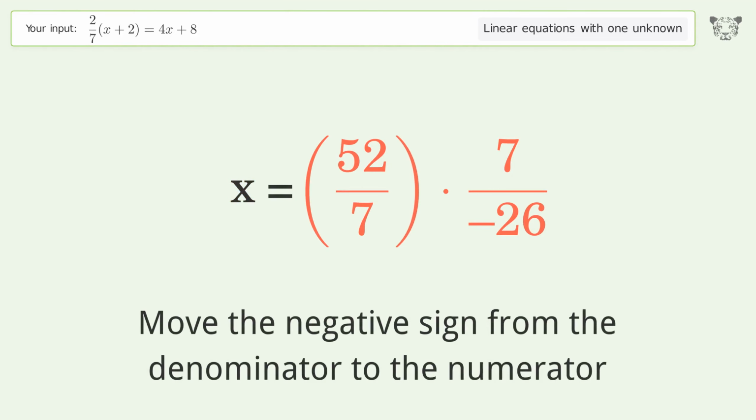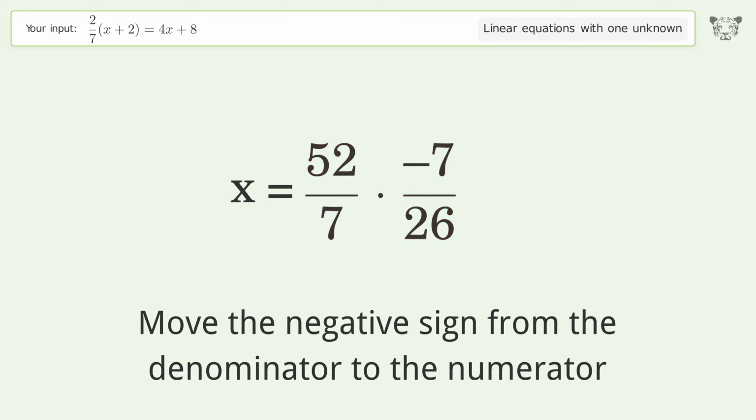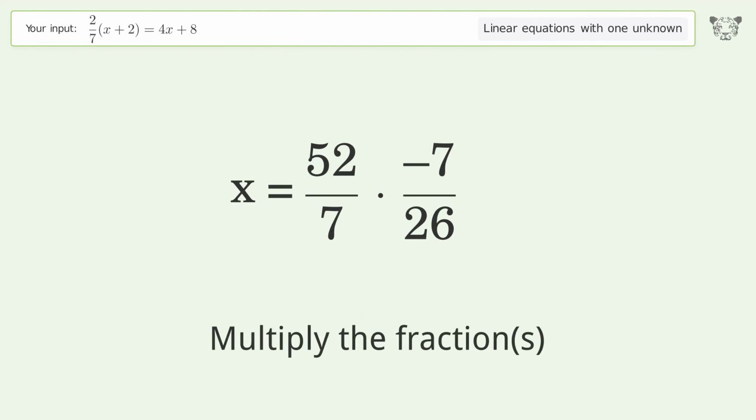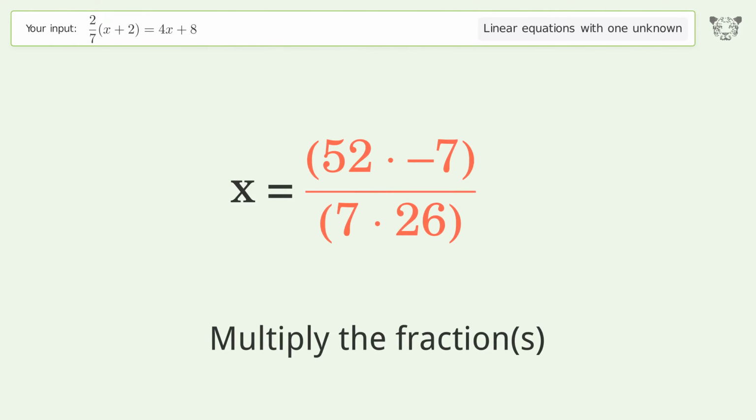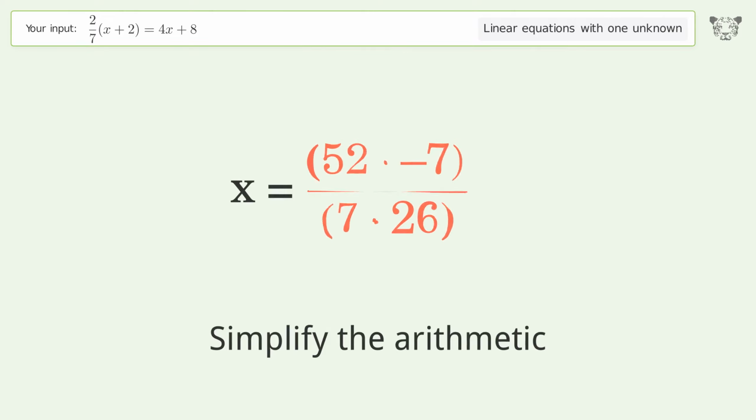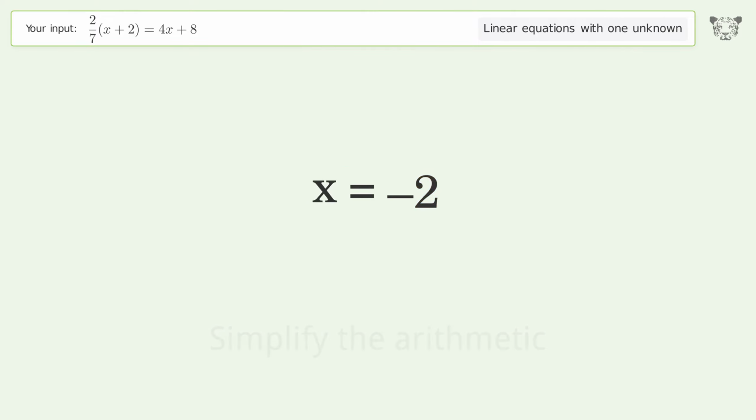Move the negative sign from the denominator to the numerator. Multiply the fractions. Simplify the arithmetic. And so the final result is x equals -2.